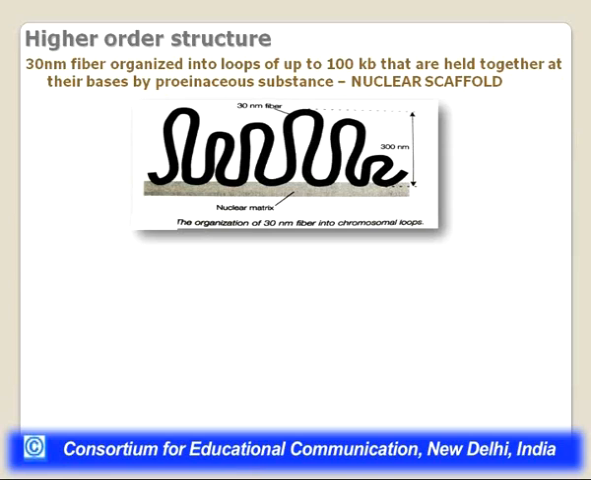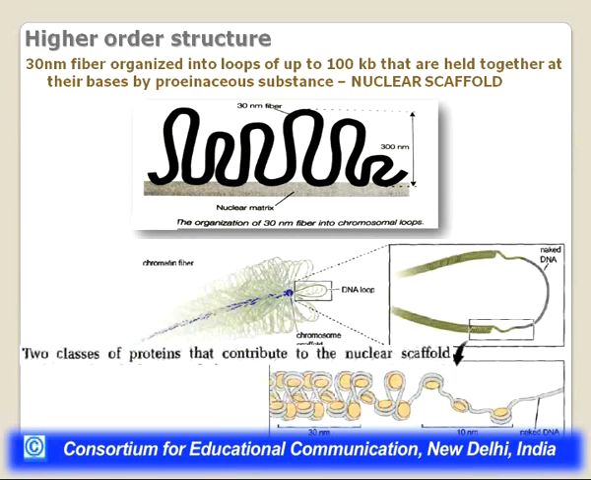You can look at this, that is how the 30 nanometer fiber is thrown into loops, and therefore it gives rise to a chromatin fiber of width 300 nanometers. This organization is because it is interacting with the nuclear matrix containing the nuclear scaffold proteins. Two classes of proteins that contribute to the nuclear scaffold are topoisomerase II and SMC proteins, or structural maintenance proteins.